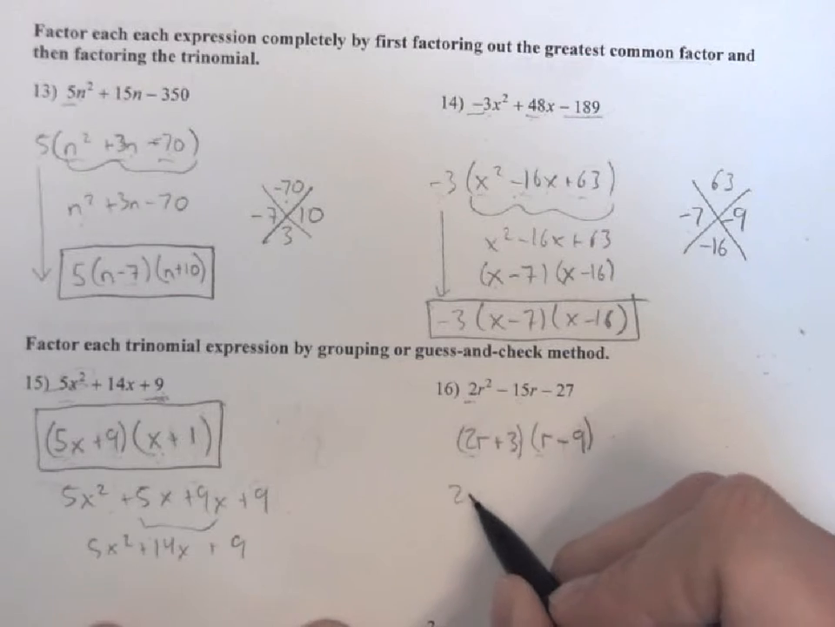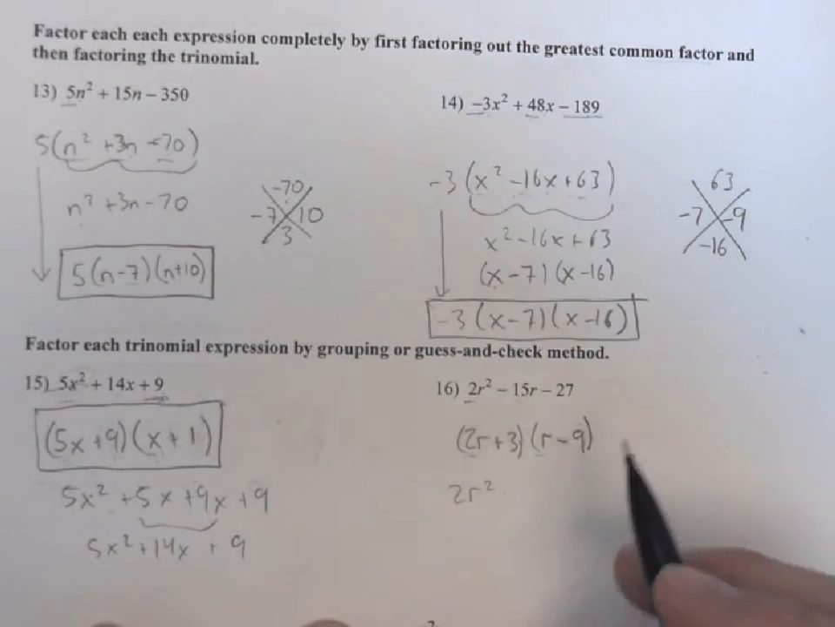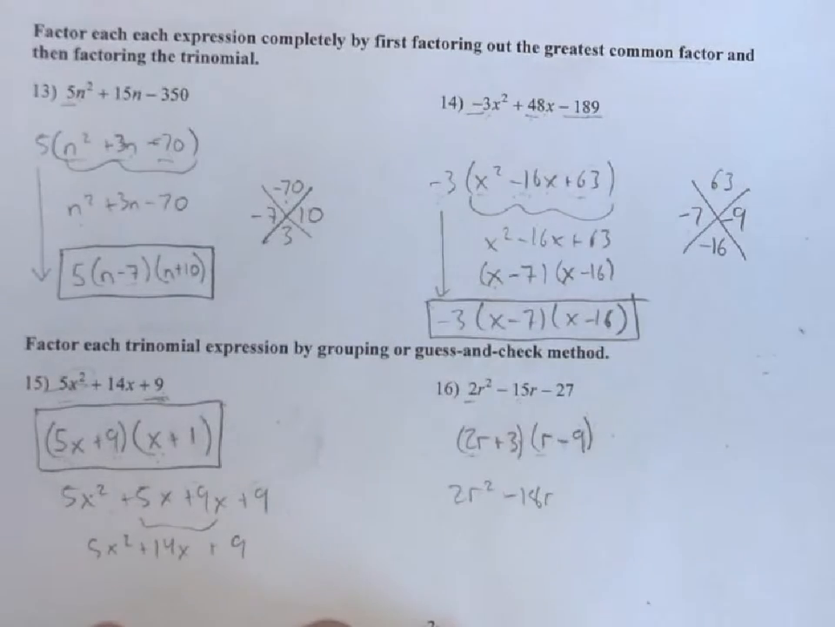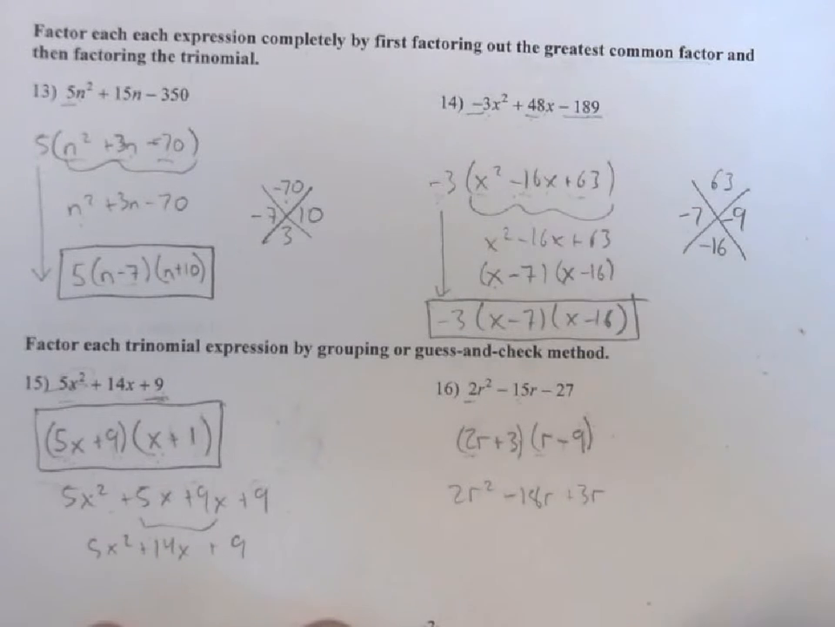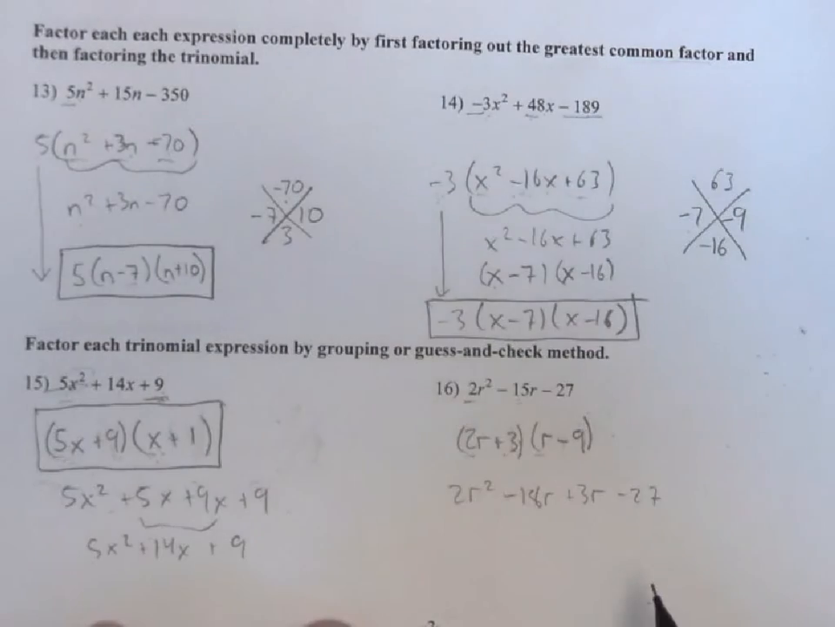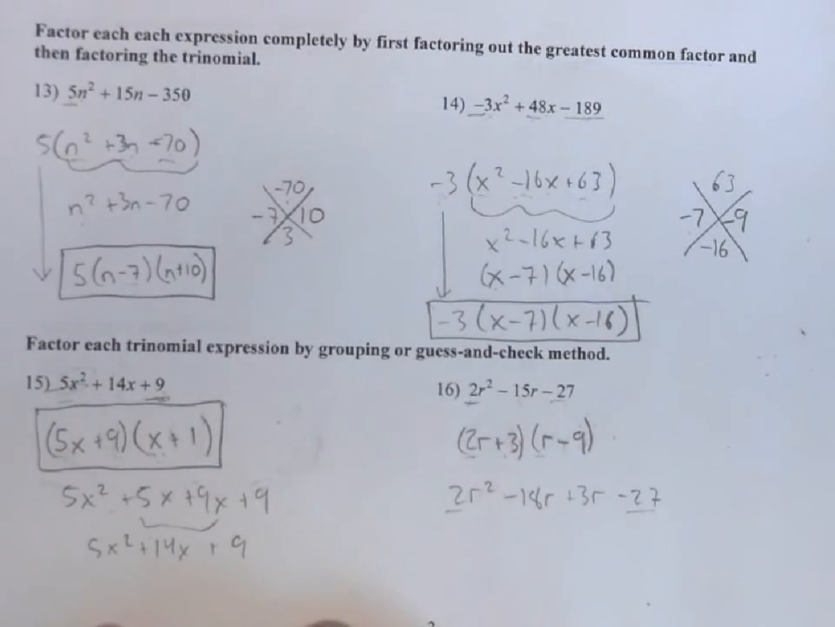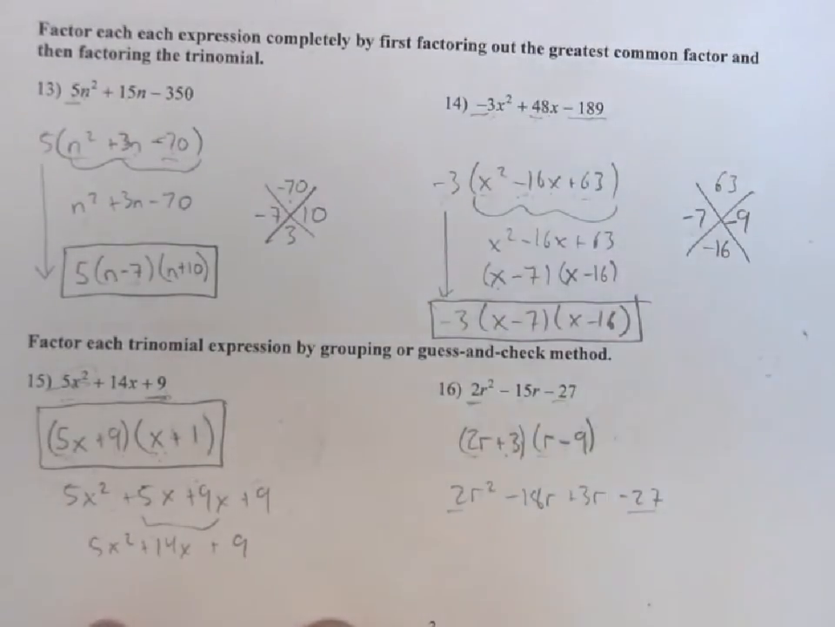2r times r is my 2r squared. Okay, awesome. 2r times negative 9 is negative 18r. Positive 3 times r is 3r. And then 3 times negative 9 is going to be negative 27. So again, I know I got my last term correct, and I know I got my first term correct. I already knew that was going to happen because I picked the pieces that I need to get that right. Now I just have to make sure the middle term is correct. If I combine a negative 18r and a positive 3r, what does that give me?